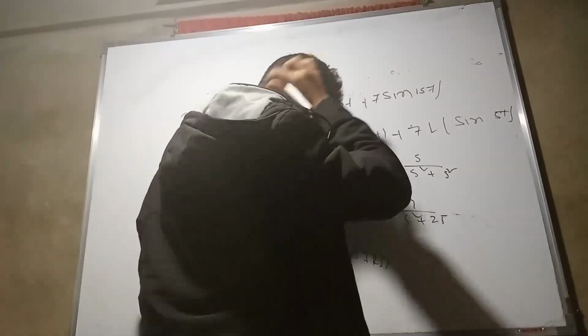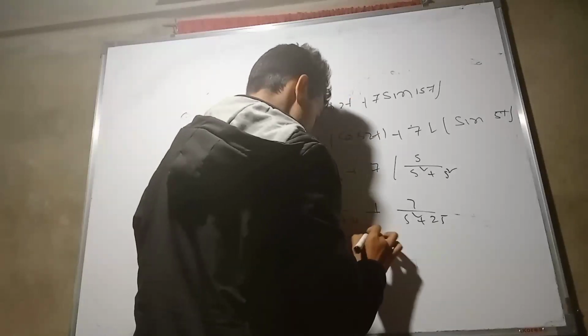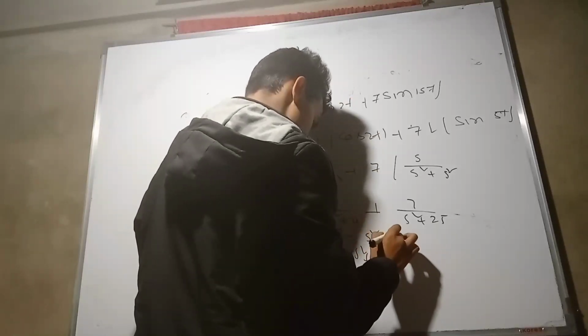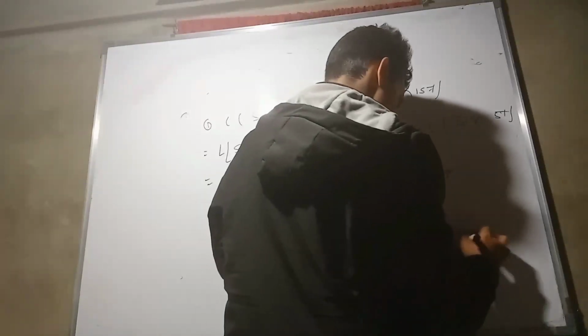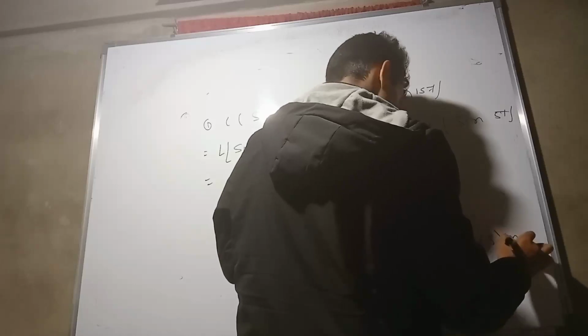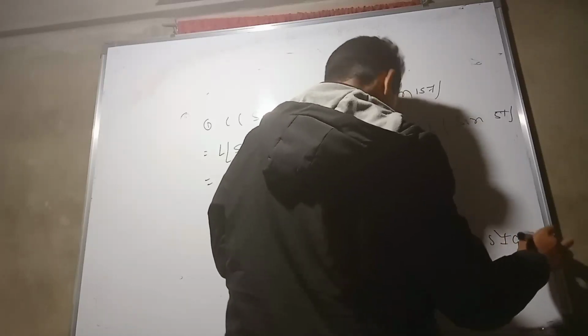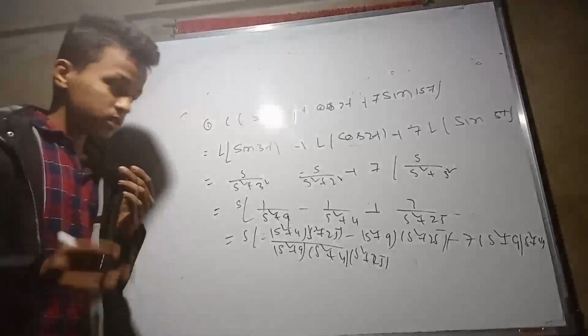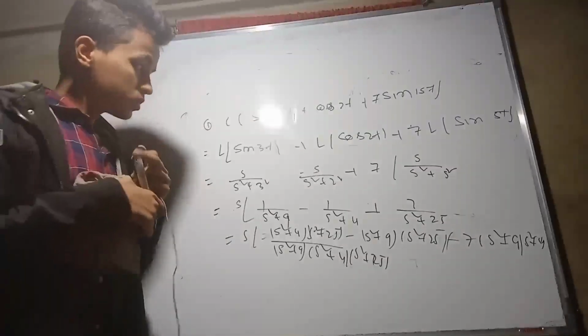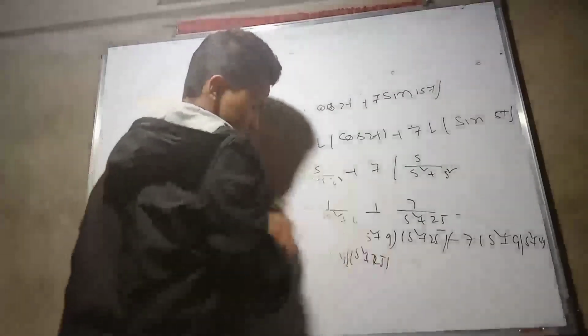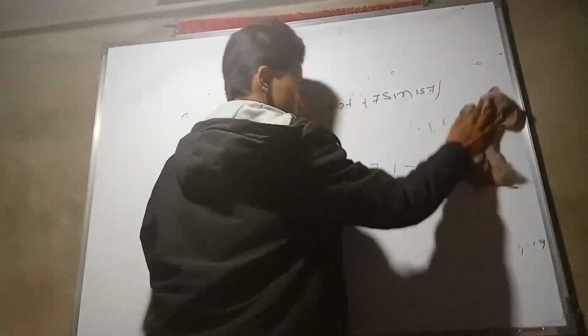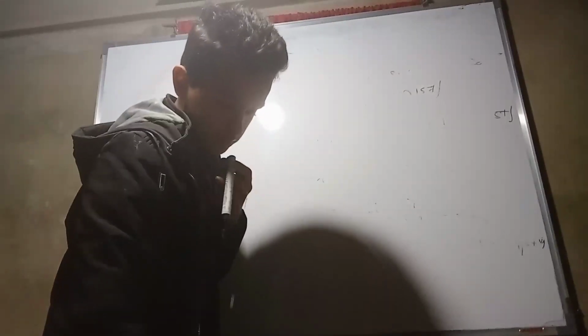Here we get s square minus 9 into s square plus 25 plus 7 into s square plus 9 into s square plus 4. After that you will get the result of this. So there is nothing tough in this question. I leave it for yourself. So we have done some important questions from the Laplace transform. Now we are going to take the next topic of the Laplace transform.